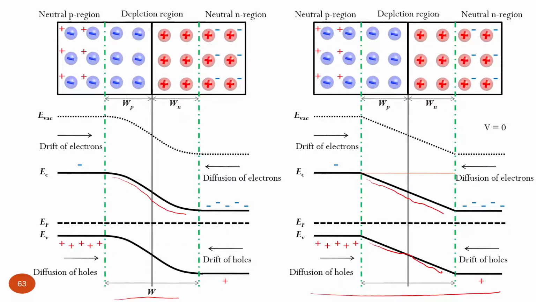We have a uniform step function distribution of space charge in the depletion region of the p-n junction. Then we integrate it in order to get the electric field distribution. And if we integrate some constant, we get a linear function of position x. So that's why we have the electric field as a linear function. And then we integrate once more to get the electrostatic potential distribution. That gives us this quadratic function.